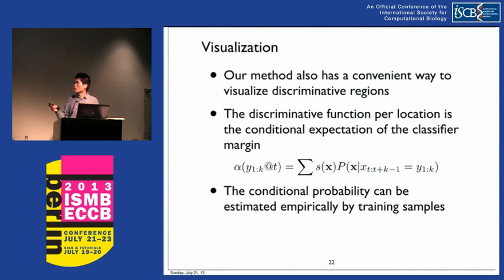If the subsequence appears mostly in positive sequences, then the score will likely be positive with a large absolute value. If the subsequence mostly appears in negative sequences, then the score will be mostly negative with a large absolute value. And if it appears in both types of sequences with almost the same probability, then the score is almost zero, which means it is not discriminative at all. In practice, the conditional probability can be estimated empirically by sampling from the training data.